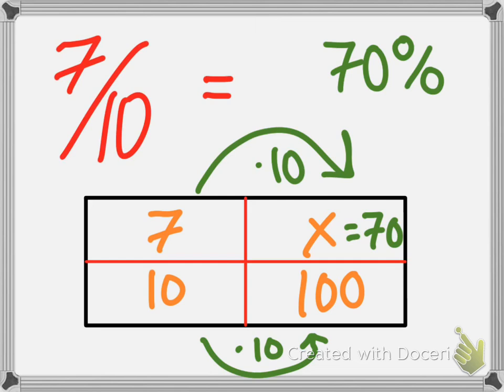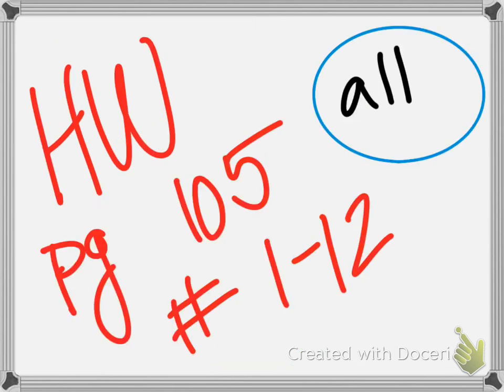Great job, you guys. Now, for the homework, it's going to be page 105, numbers 1 through 12, all. Okay, so write this down. It's just page 105, numbers 1 through 12. It's all of those, okay?